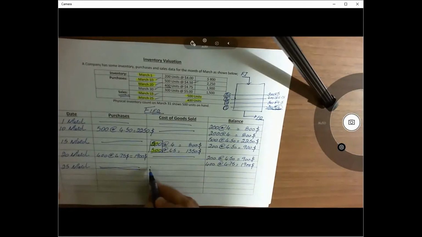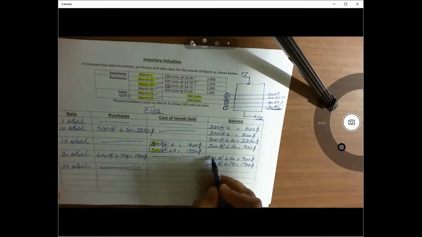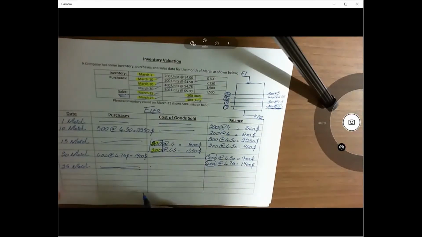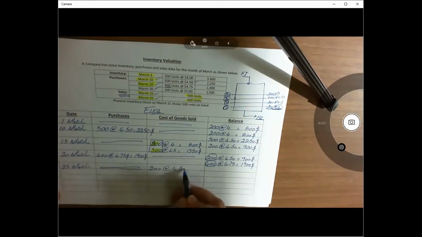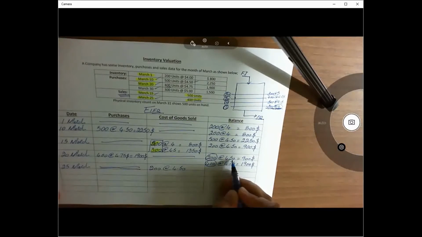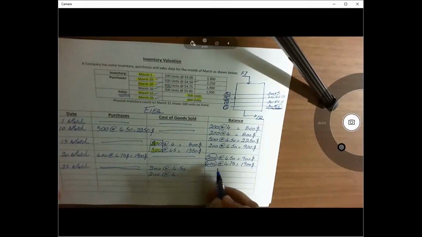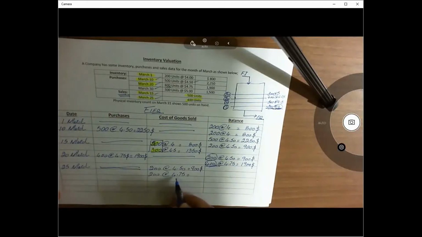Now 400 units we are selling, which means that we need to take 200 from this one and 200 from this one. So we will write over here 200 we will sell, which is the oldest one. This is the oldest one. And the other 200 which we are selling, we will take from this one. So 200 times 4.50 is $900, and 200 times 4.75 is equal to $950.